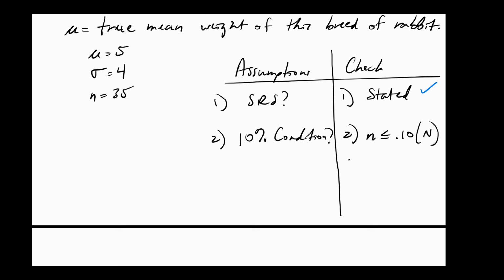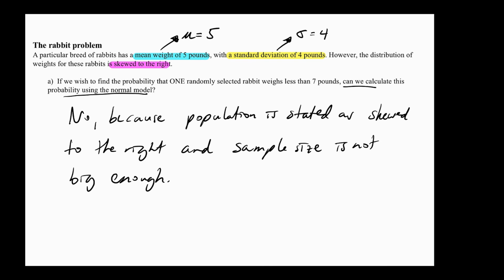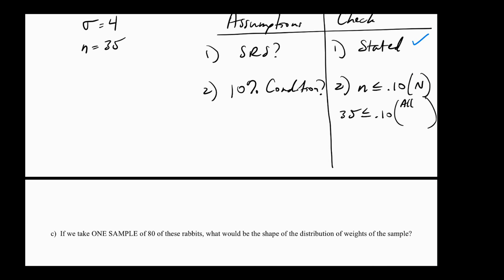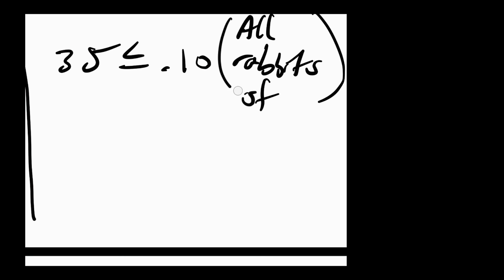Well, little n is 35. Do we have a number for big N? Nope. So what is the population? Not the parameter, the population. Who is the population? All rabbits of this specific breed. Let me make it a little bigger. All rabbits of this breed.